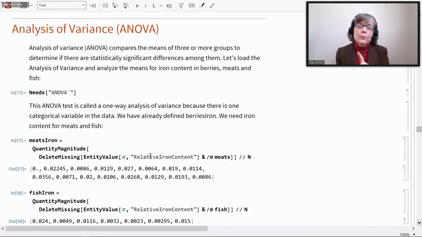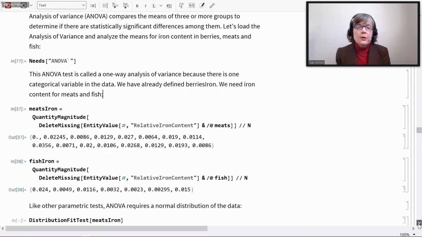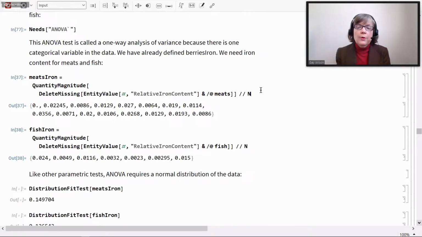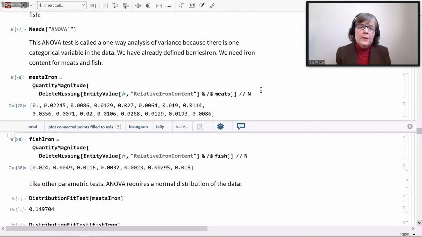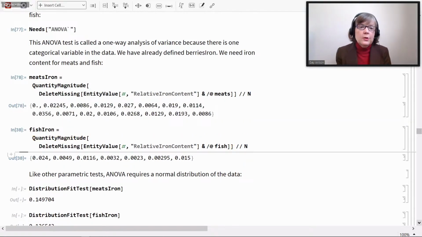We're still looking at relative iron content. We already defined our berries and iron group beforehand. I'm going to throw meat and fish into the mix here. So here you can see we're going to do the same thing we've been doing before: quantity magnitude to pull off our units so we can do some visualization. We pulled it for meat and I pulled it for fish. So those are the 3 groups we're going to be looking at: iron and berries, meats, and fish.